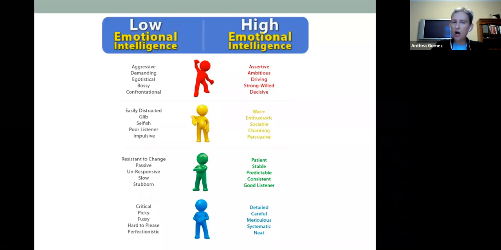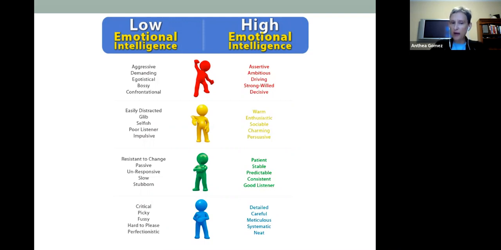My yellow avatar with low emotional intelligence, easily distracted, impulsive, bit of a poor listener. Whereas if the avatar had high emotional intelligence, those behaviors then would show up as being enthusiastic, sociable, charming, and persuasive. Moving on to my green avatar, cool, green, high emotional intelligence. I'm patient, stable, predictable, and I listen well. However, if my emotional intelligence is low, my behaviors are going to be exhibited as being passive, slow, and stubborn.